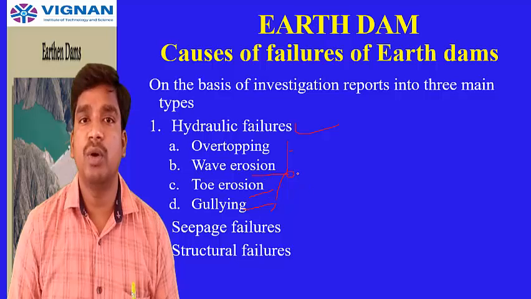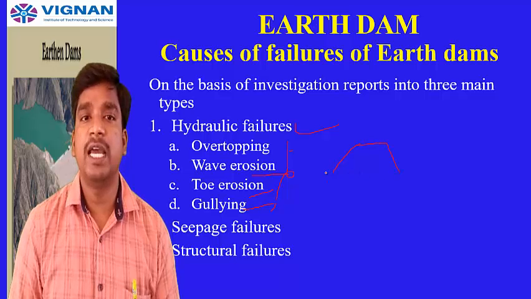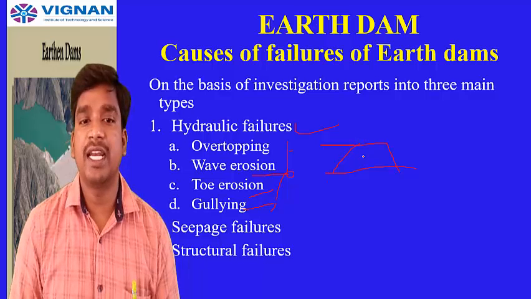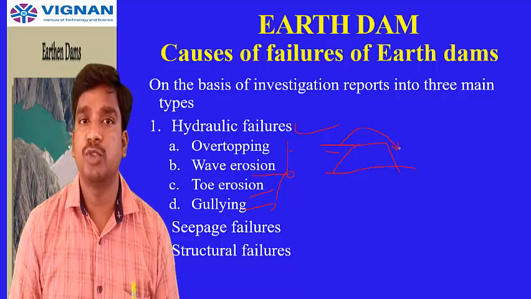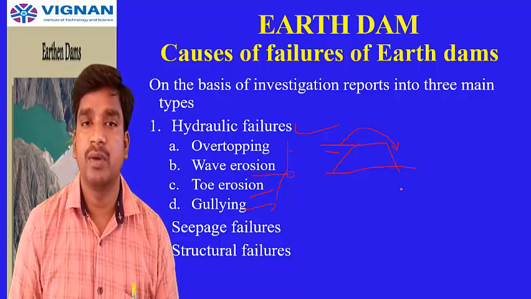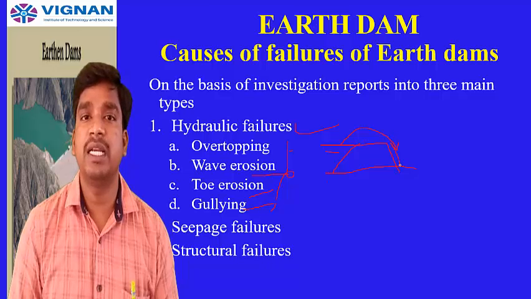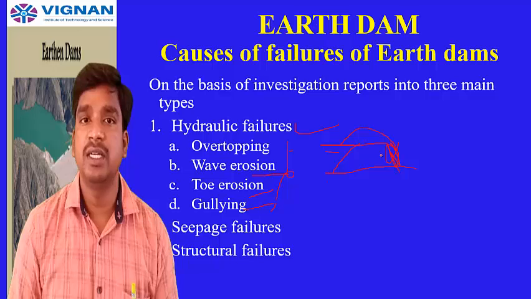What is the meaning of overtopping? We know that earth dams are not provided with spillways. So the water cannot flow from the upstream side to the downstream side, because no spillway is provided, as we have seen in gravity dams. As no spillway is available, water should not overflow from the top of the earth dam. If that overflow occurs, then what happens? The downstream side may get completely eroded, which may lead to the failure of the earth dam.